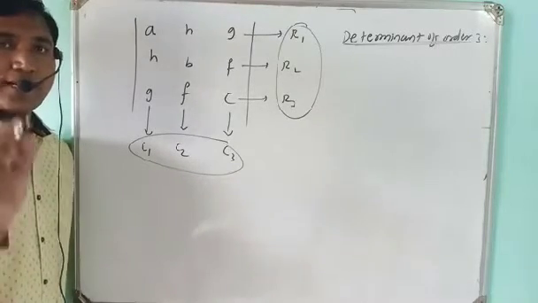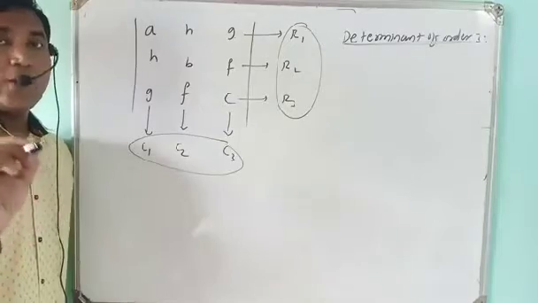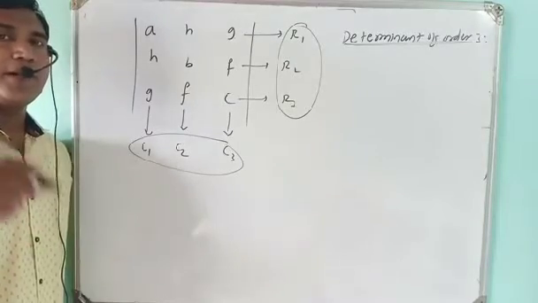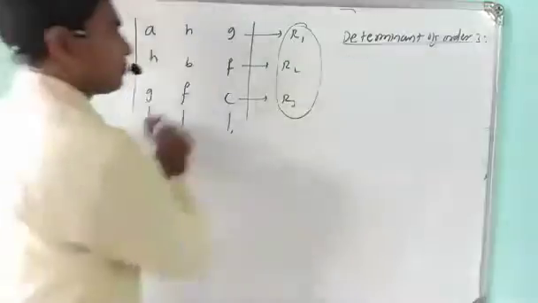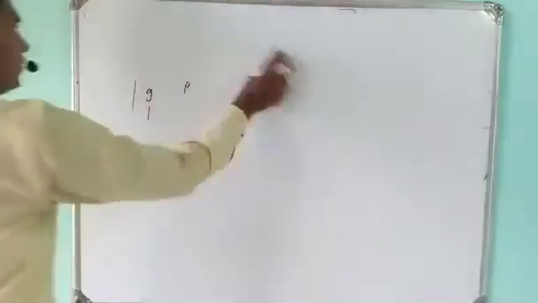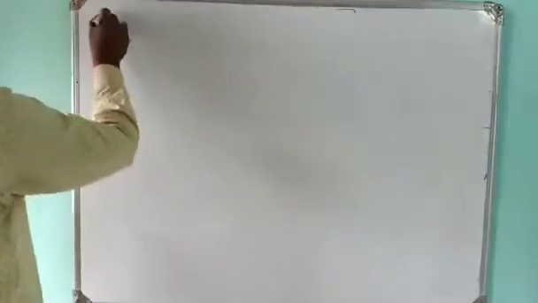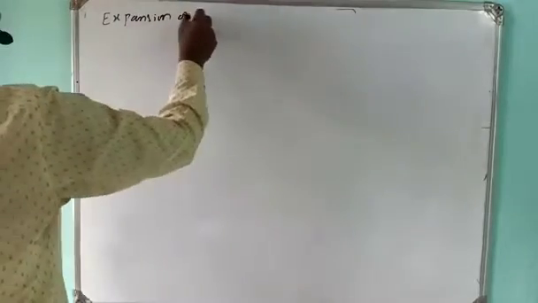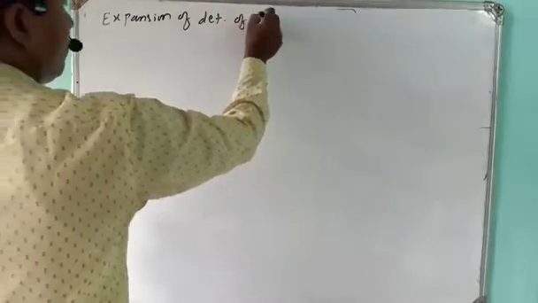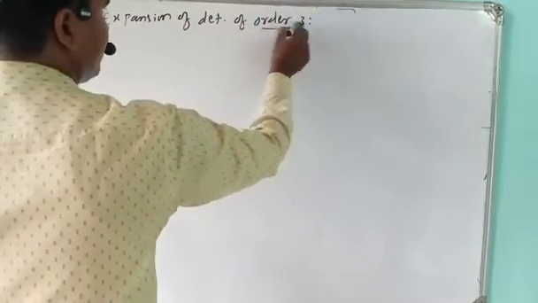So because of that, it is a very important portion. So how to expand the determinant of order 3? Okay, so see now, expansion. So expansion is very clear. Expansion of determinant of order 3 is there.